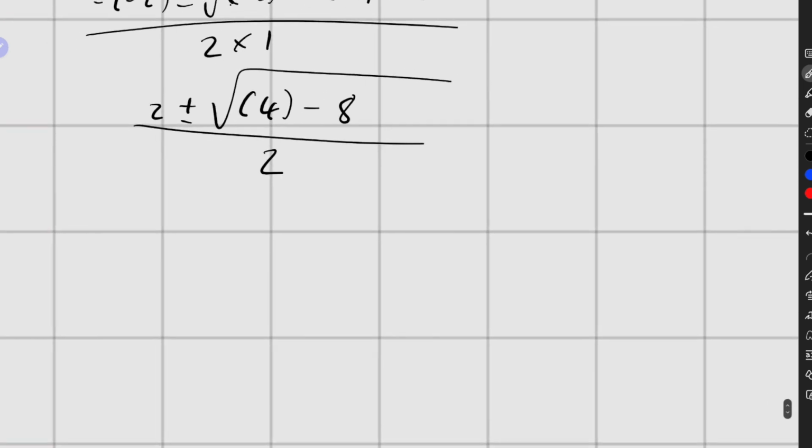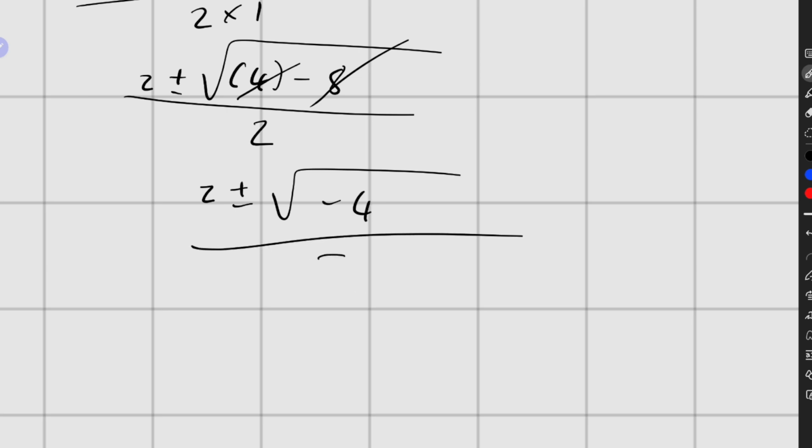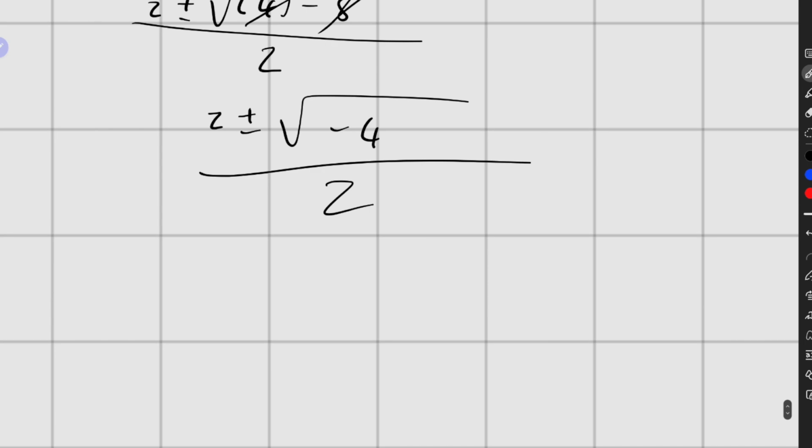Alright, if you've got this far, you're doing really good. So what do we do next? That is the $1 million question. So 2 plus or minus the square root of 4 take away 8 is the square root of -4, over 2. So I know, what do we do? You've ended up with a negative number inside of a square root.